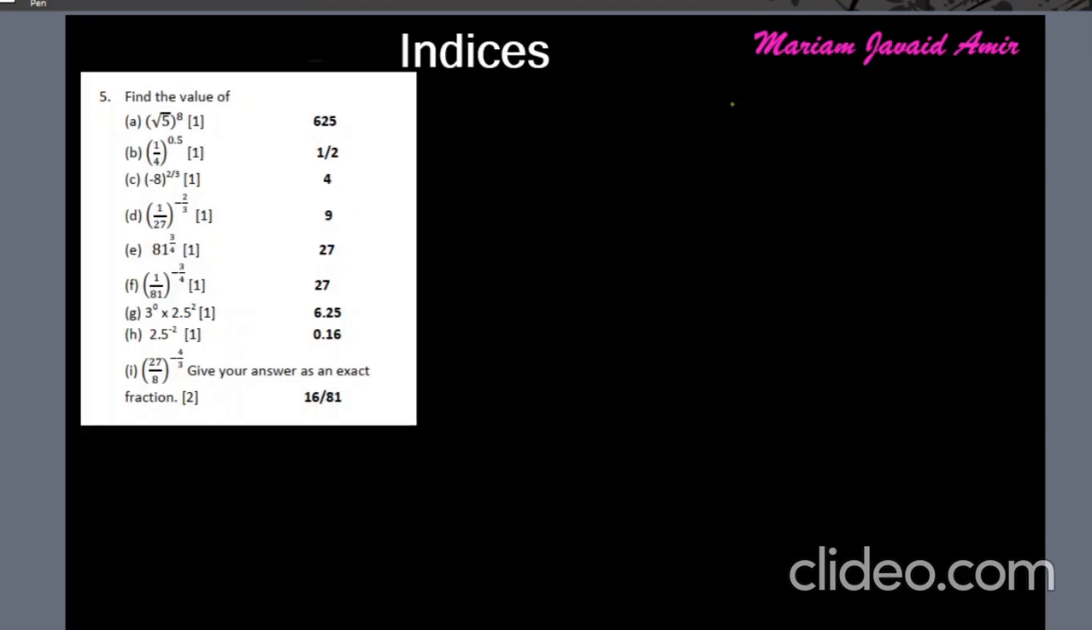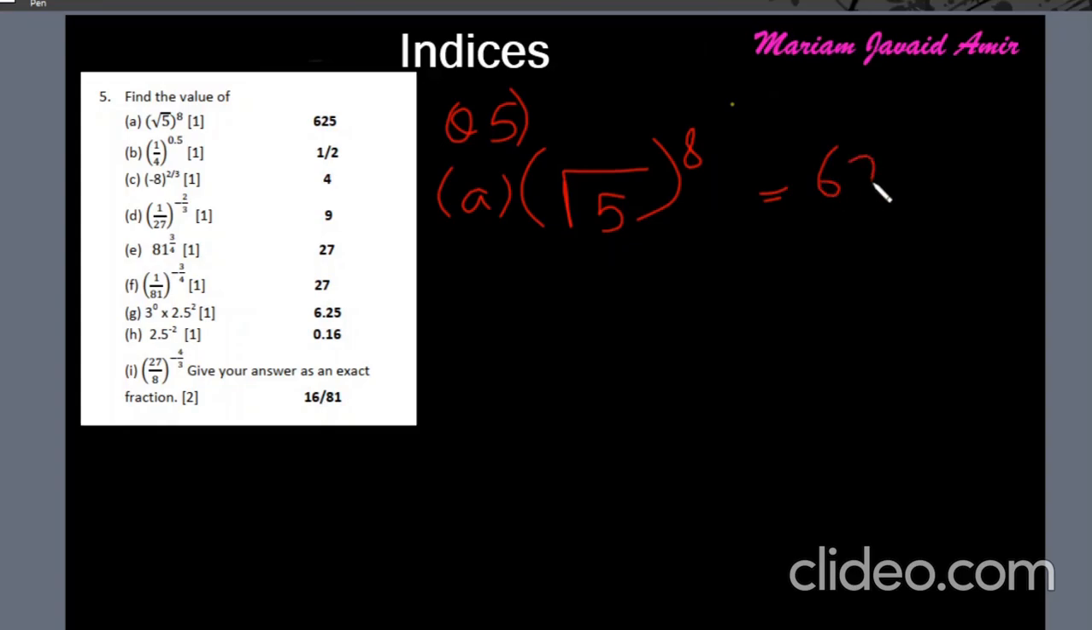Question number 5. Part A, find the values of under root 5 whole power 8. Simply enter these in your calculators honestly, and you'll get the answer 625, and so on. I don't think any of these need any special instructions, simply enter the values in your calculator, I guess. So let's just do the last part, since it's for 2 marks and it will require some working at our end.